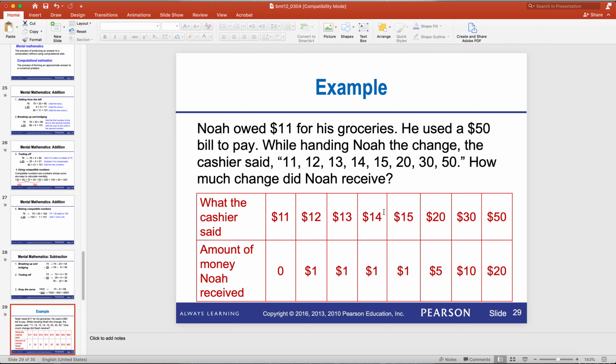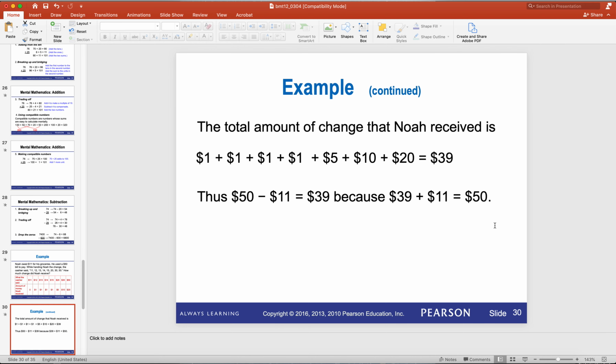So we can break this down into looking at, well, if you went from 11 to 12, that's 1. 12 to 13, that's a 1. 13 to 14, that's a 1. Again, then 15 to 20 is $5. 20 to 30 is $10, and 30 to 50 is 20. So making a table for those kind of problems is going to be the easiest. Then you're actually going to check the change to see the amount of change that he got. And to find the original price, we know that he paid $50. So if I subtract the change from the $50, I get the cost of the item.